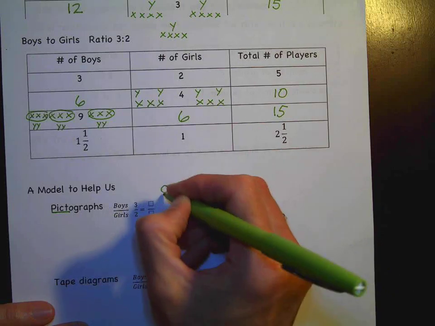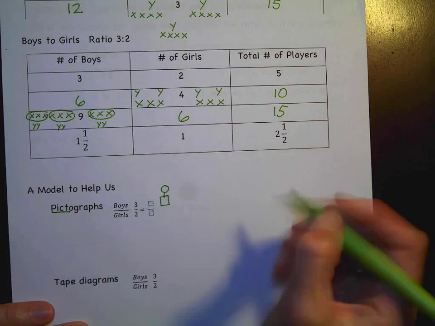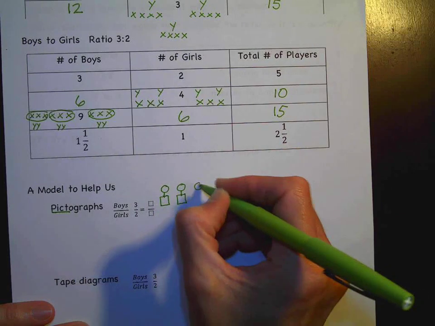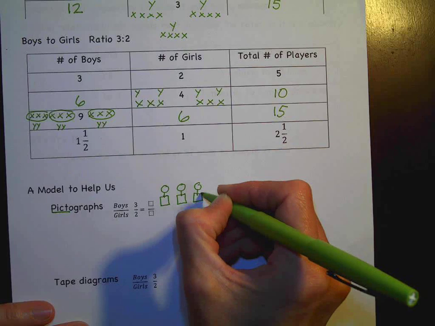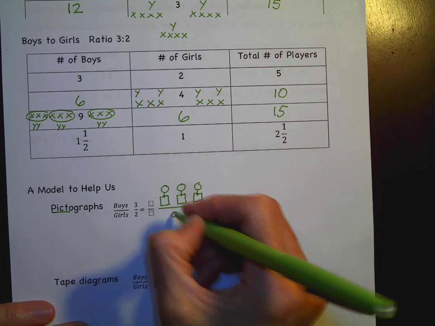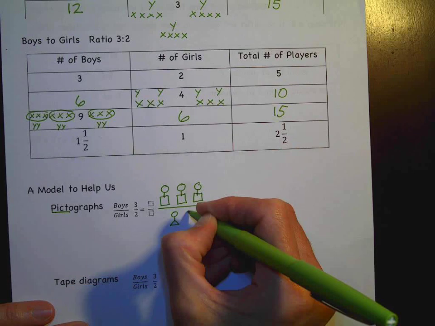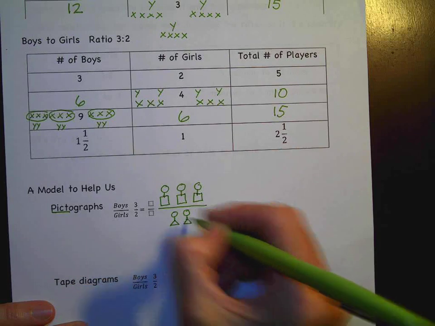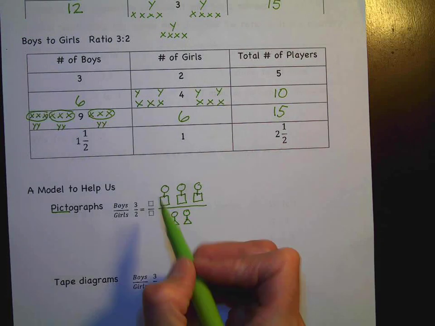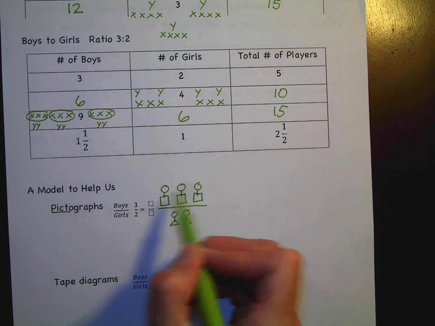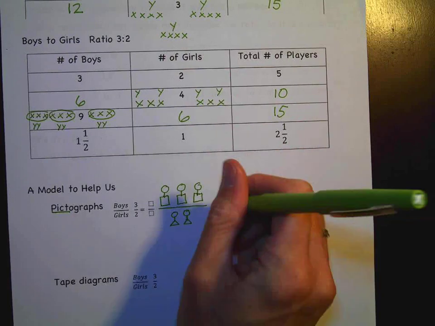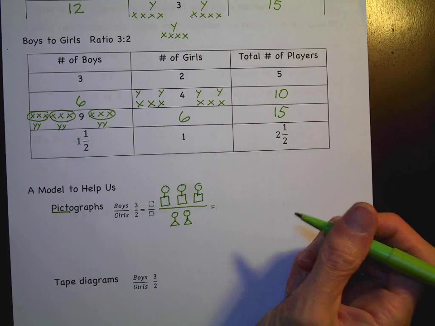So it says boys are 3. So I'm going to draw 3 boys, and I'm going to use rectangles for the boys. So there's 1, 2, 3. And then for every 2 girls, and for the girls, I'll use triangles. So this right here is called a pictograph. Okay? And so we have this situation right here where we have 3 boys for every 2 girls.